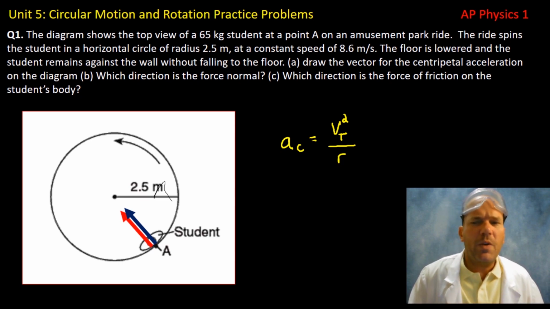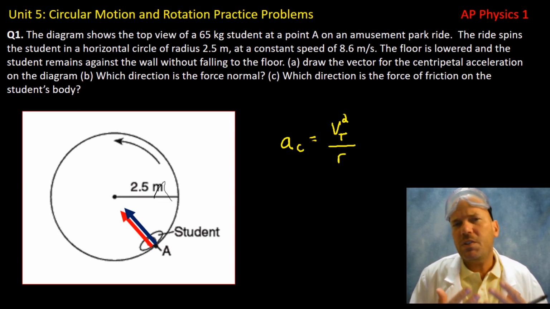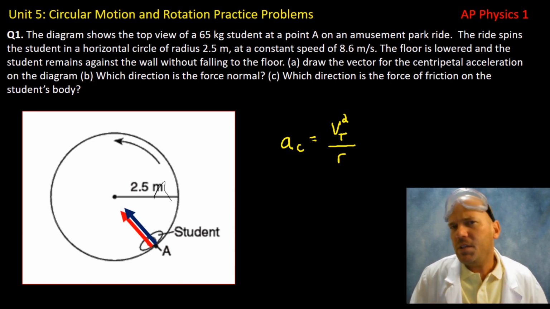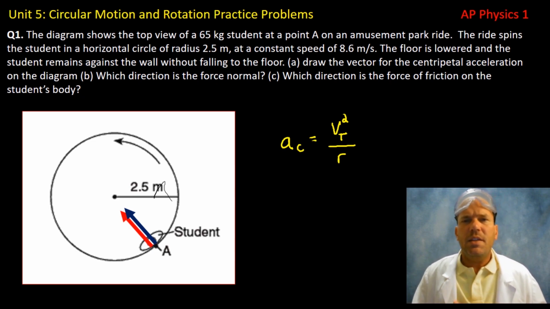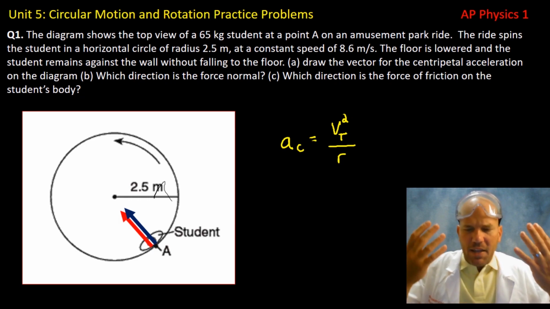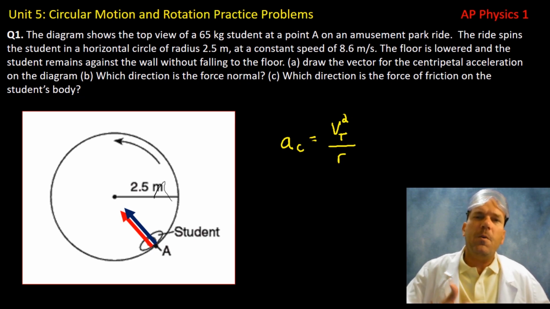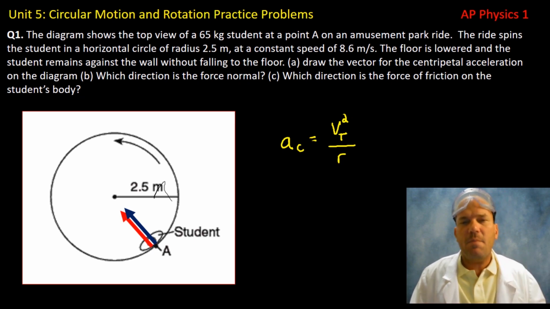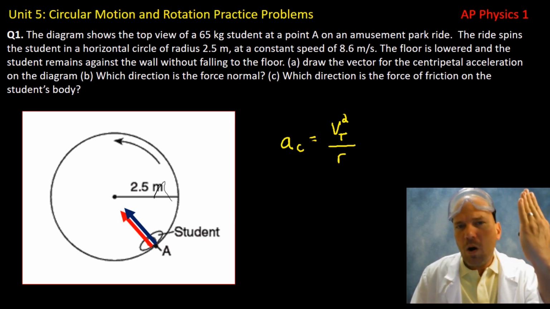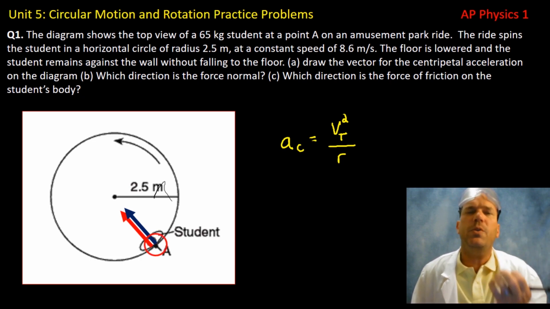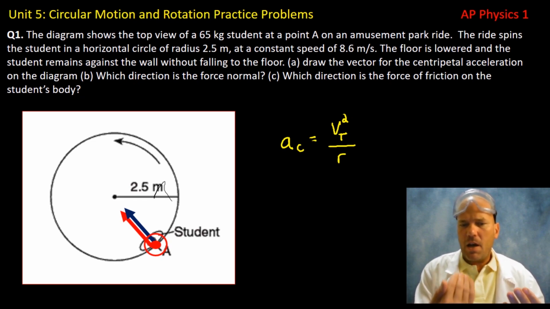Lastly, which direction is the force of friction on the student's body? Friction is opposing the direction of motion. This student's body is not falling down to the floor. Force of friction is actually up the wall of the ride, and so that's actually coming out of the screen at you up the wall.